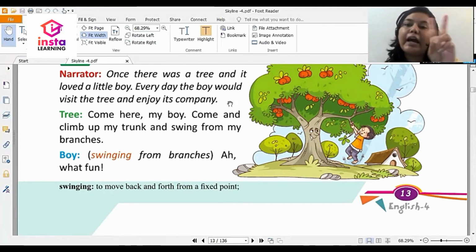So, who are the two main characters in the play? There is a tree and there is a boy.